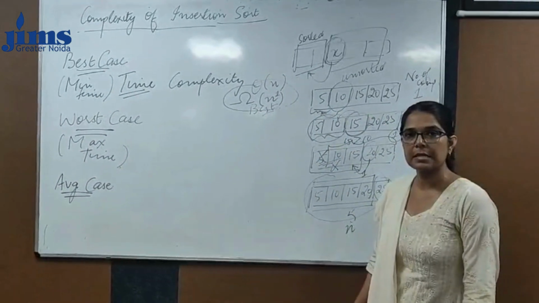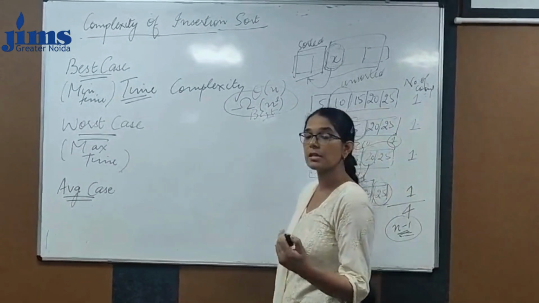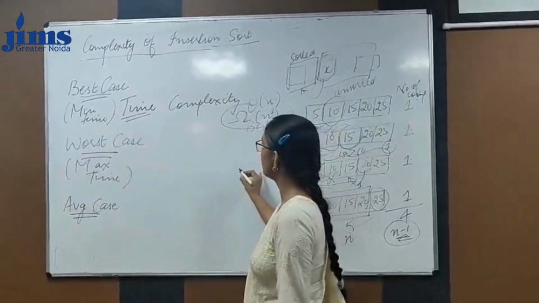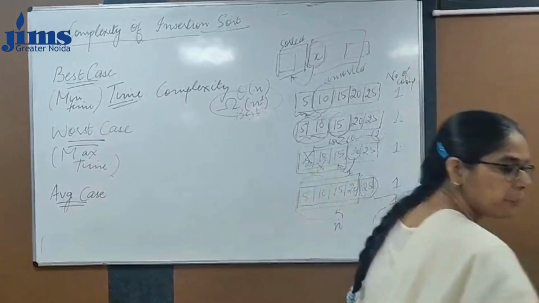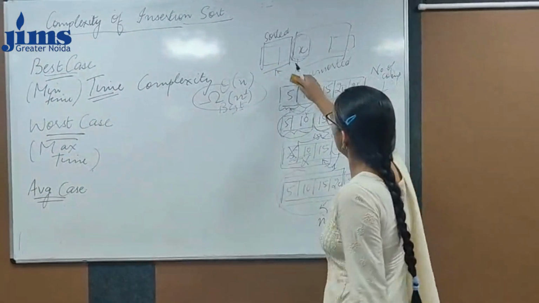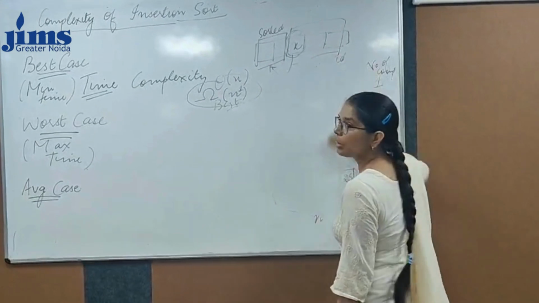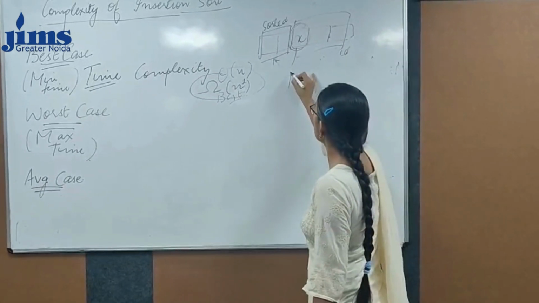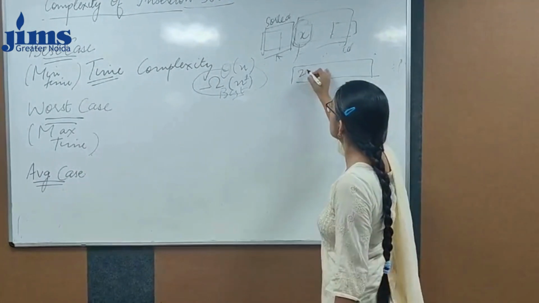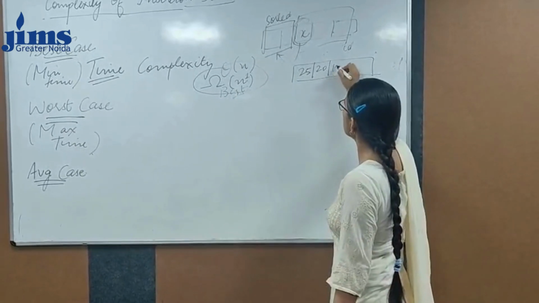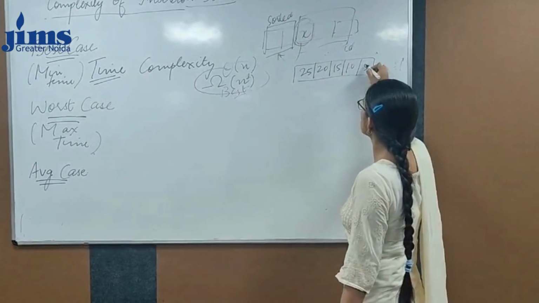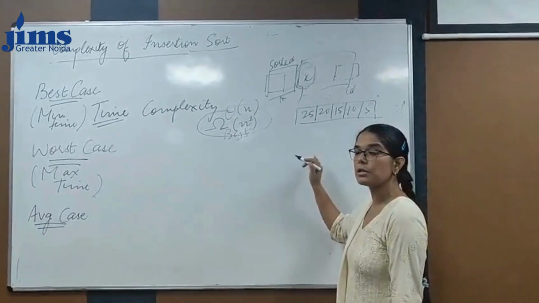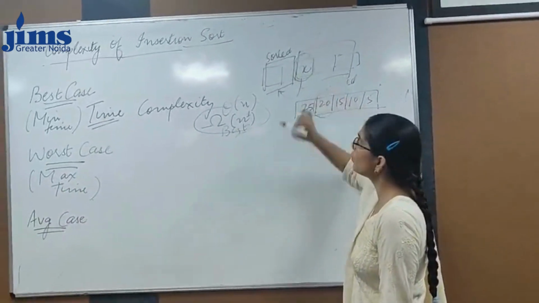Now come to the worst case. Worst case is vice versa. Vice versa in the sense that if the result is required in the increasing order, my input is reverse. That is, input is in decreasing order. I require the result in the increasing order. This is the input. Now, how will the sorting happen in the insertion sort? First is the turn of 20 to get inserted.